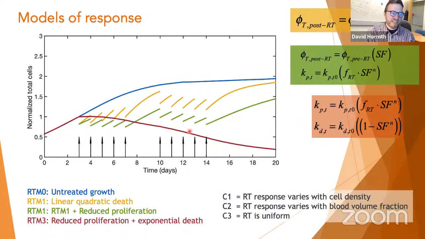On top of this, we looked at an additional 3 different ways that we can vary response to radiation therapy. In all these terms above, we have this SF term, the surviving fraction term, and we looked at different ways this term can vary in space and time. The first was coupling approach 1, where response to radiation therapy varies with cell density. The second approach is varying response with blood volume fraction. And the third is just assuming that it's uniform across the tumor.